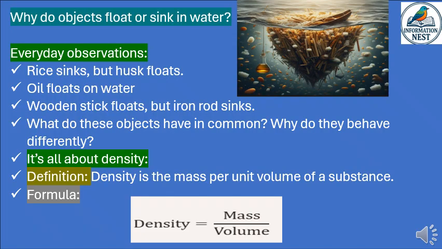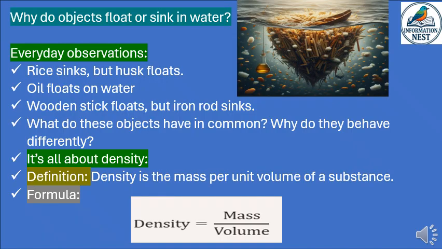Take a moment to observe the world around us. You ever noticed how rice sinks but husk floats, or how oil floats on water while an iron rod sinks like a stone? Even a wooden stick stays on the surface while heavier metals dive straight down. So, what is the science behind this everyday magic?